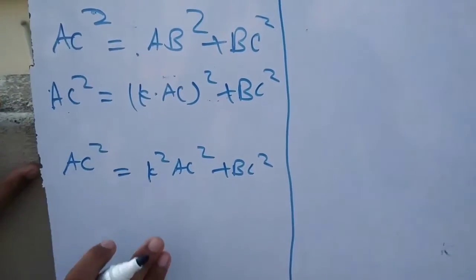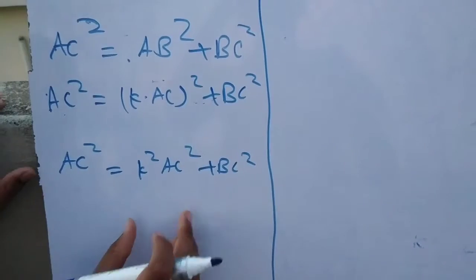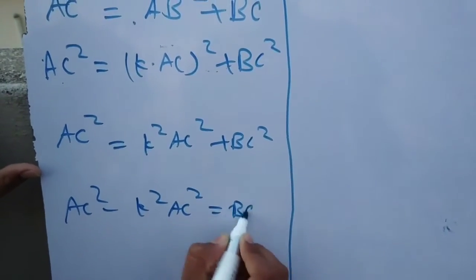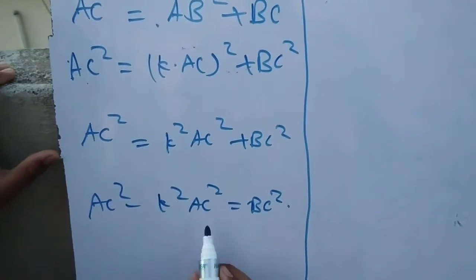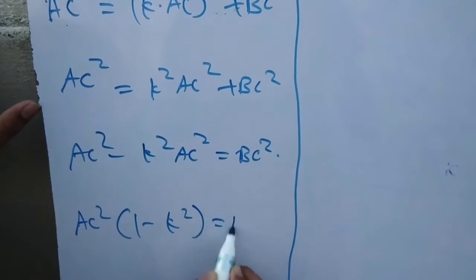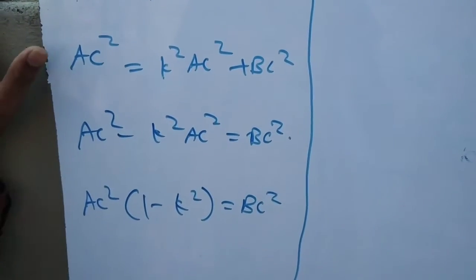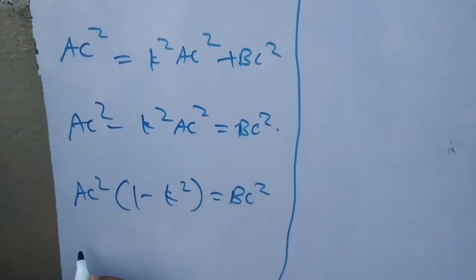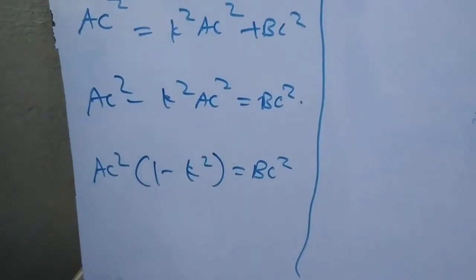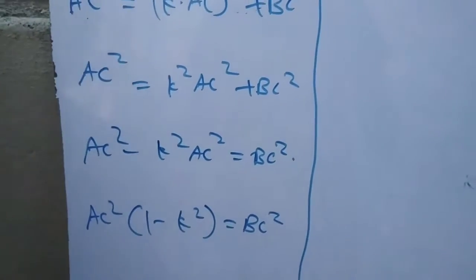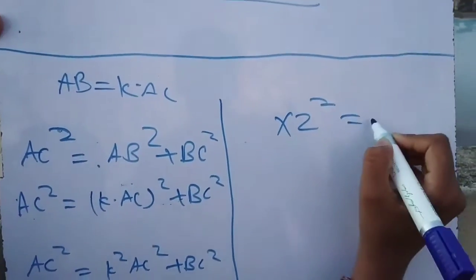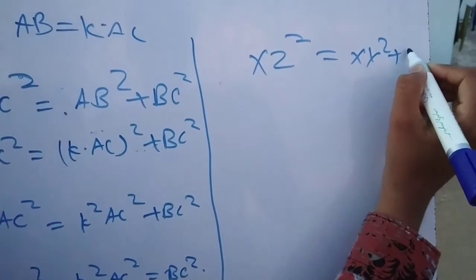Now we need to transpose this K square AC square to this side. So AC square minus K square AC square is equal to BC square. Let's take AC square common. AC square of 1 minus K square is going to be BC square. So this is the final conclusion. And let's do the Pythagoras theorem on the right triangle. That is XZ whole square is equal to XY square plus YZ square.